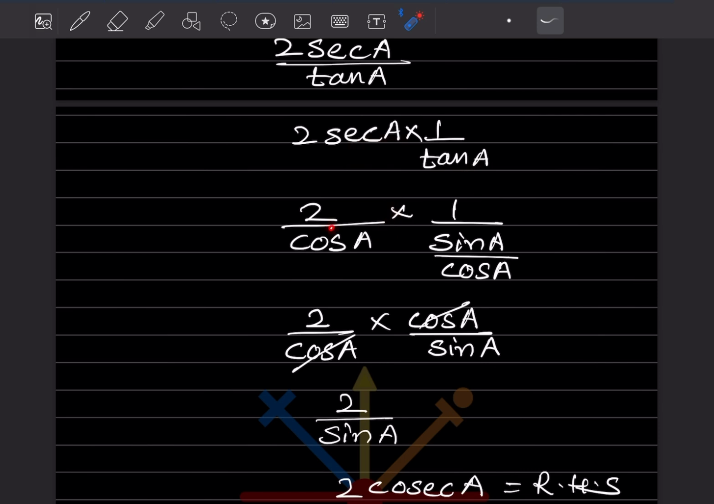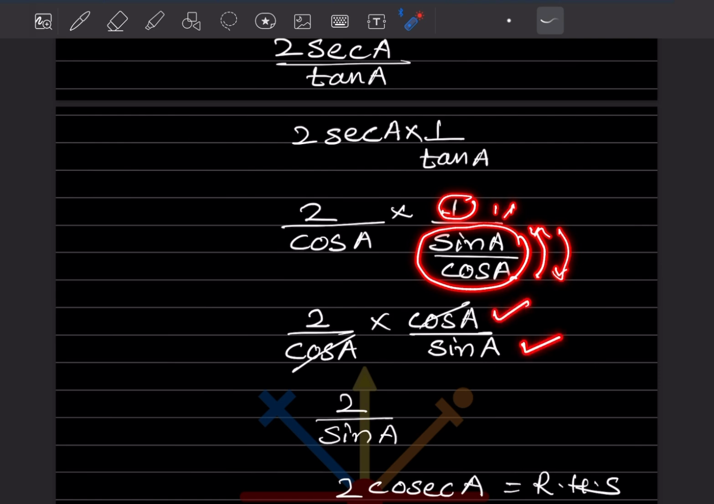So now this stays the same. So now what happens? This is the numerator and this is the denominator. So numerator stays as it is and the denominator gets flipped over. So cos a will go in the numerator and sin a will be in the denominator. So this and this get cancelled. So what happened here? Remains is 2 by sin a.